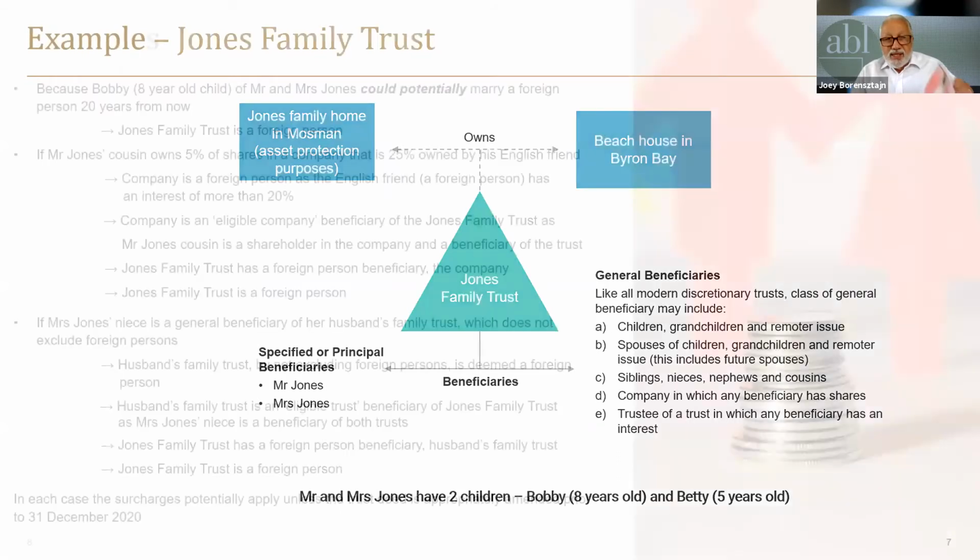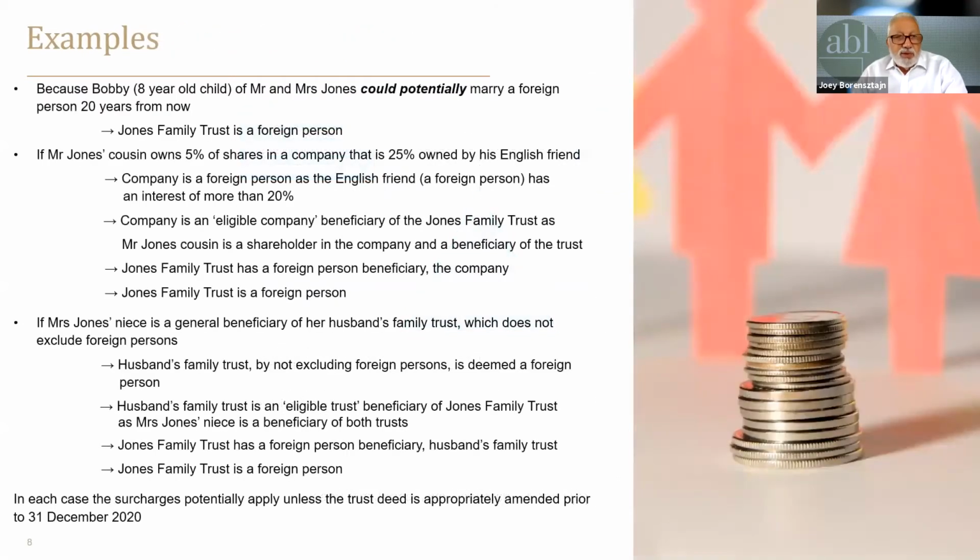So, 3 examples. Because Bobby, the 8-year-old child of Mr. and Mrs. Jones, could potentially marry a foreign person 20 years from now, today, that trust, the Jones Family Trust, will be considered to be a foreign person, simply because of that possibility.